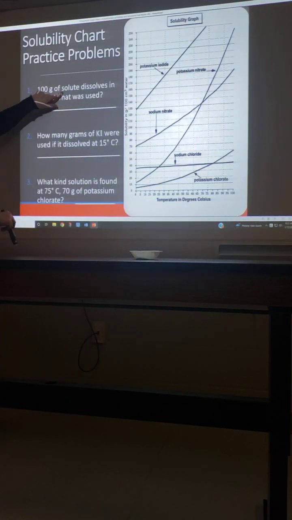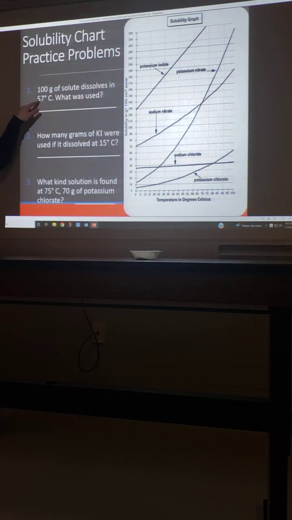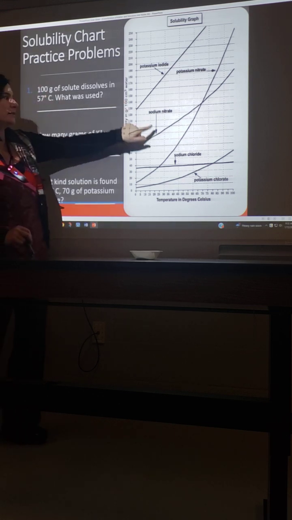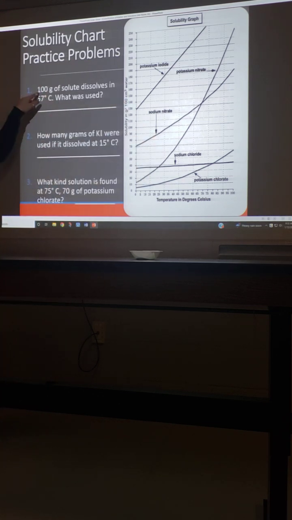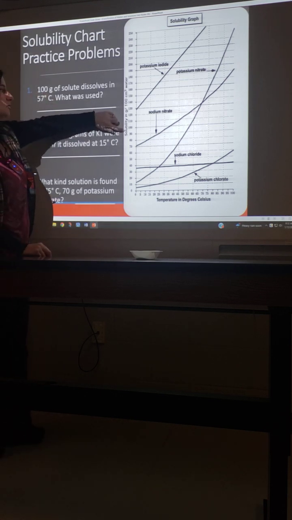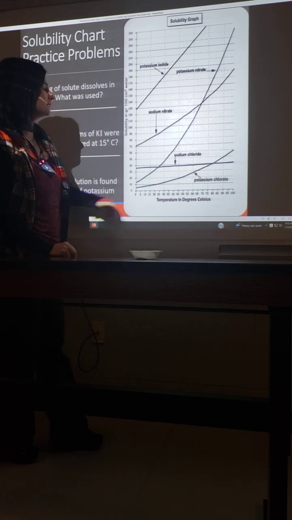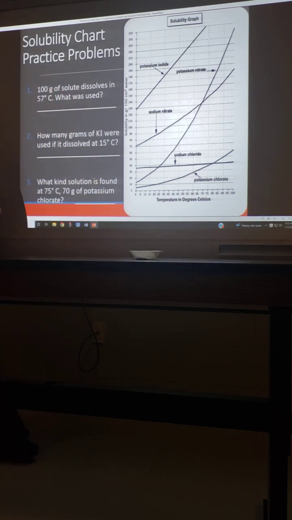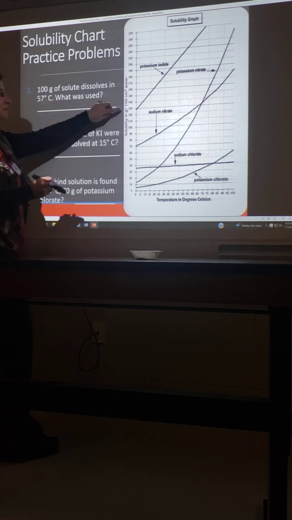It says 100 grams of solute dissolves at 57 degrees Celsius. What was used? So I'm just going to find these, and then I'm going to see which one of these lines it puts me at. So I always look at solubility in grams over here, and I have temperature in degrees Celsius, and these are all showing solubilities of different solutions. So I'm going to find 100 grams.